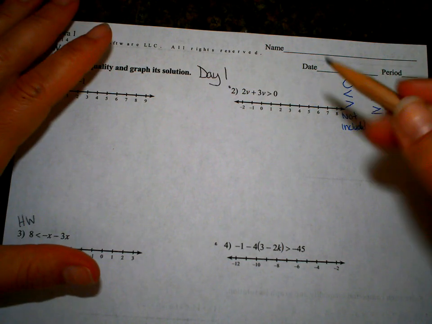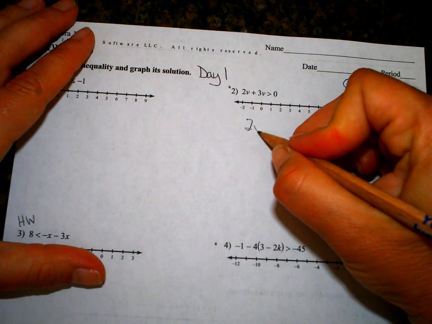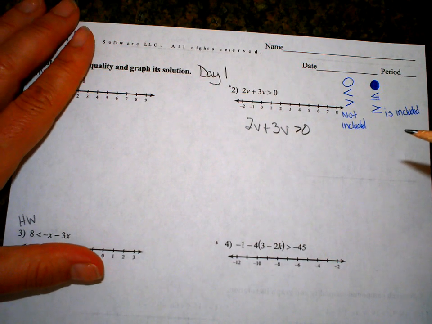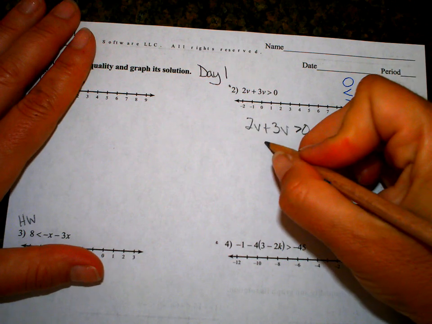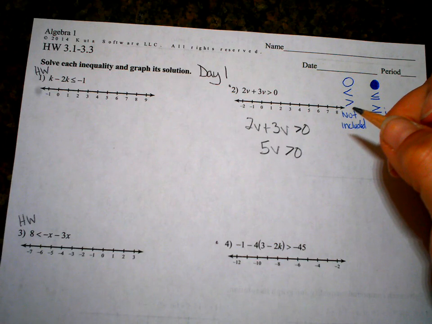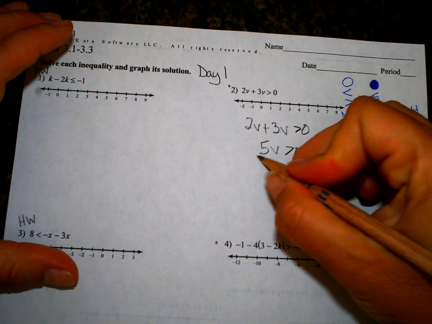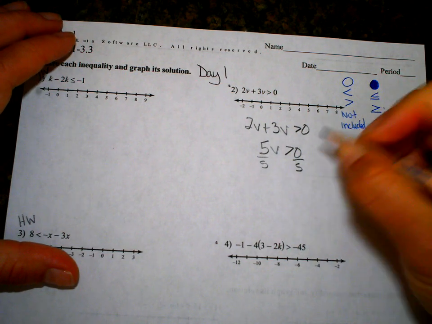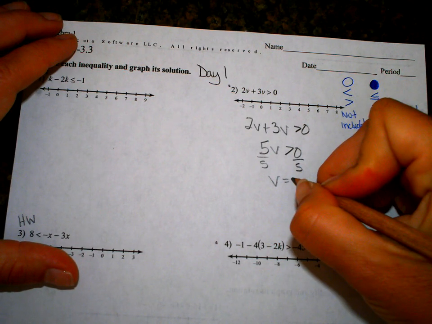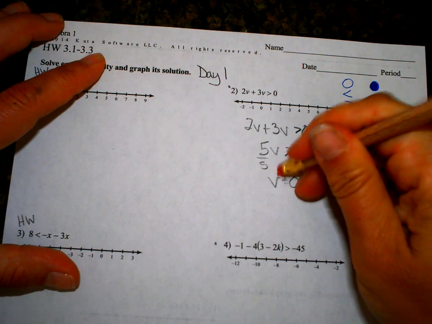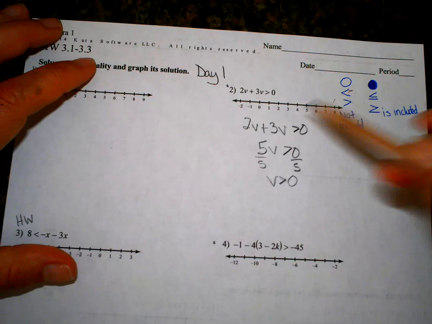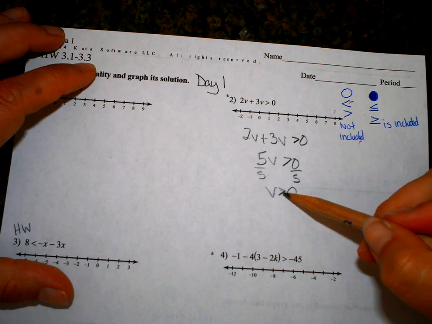Here we go. Solve. 2v plus 3v is greater than 0. Okay, solve for v. 2v plus 3v, 5v is greater than 0. Then divide by 5. 0 divided by anything is just 0. Whoa! Greater than. Okay. On the number line, v is greater than 0.